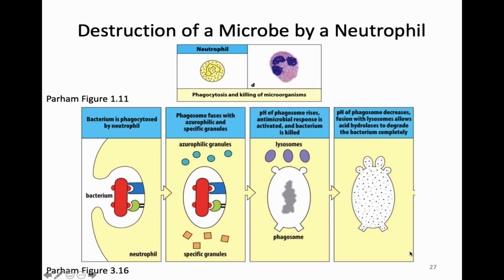Once the process of phagocytosis has happened, you can see that our microbe will be in the phagosome. There will be many different types of granules inside of our neutrophil. Remember that our neutrophil is in fact a granulocyte, which means it's full of many granules. And those granules will fuse with the phagosome, providing many different types of enzymes that can kill the microbe.